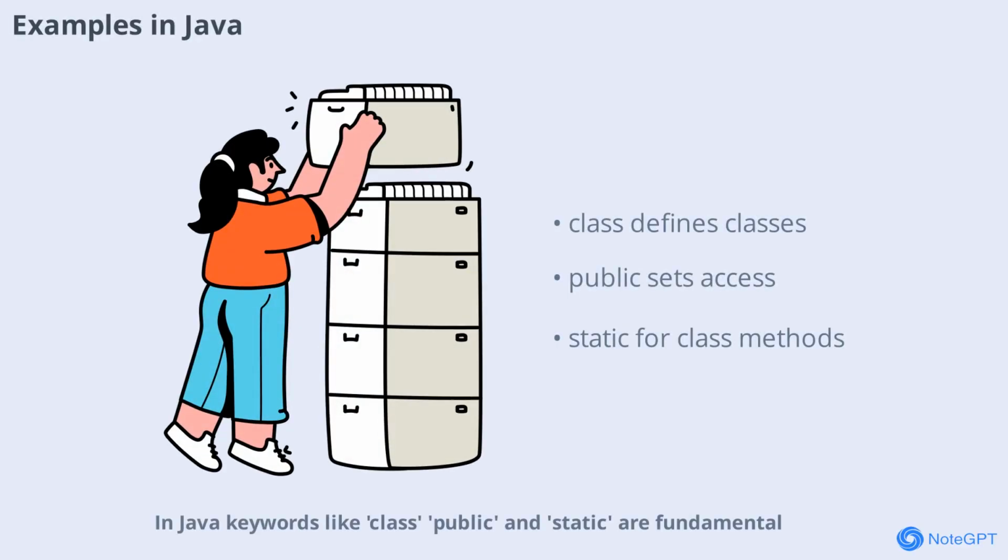Java keywords like class, public, and static are fundamental. Class is used to define a class, public sets the access level, and static means the method belongs to the class, not an instance. These keywords help organize code and define how different parts interact. Using them incorrectly can lead to errors or unexpected behavior. That's why understanding the role of each keyword in a language is so important for writing effective code.